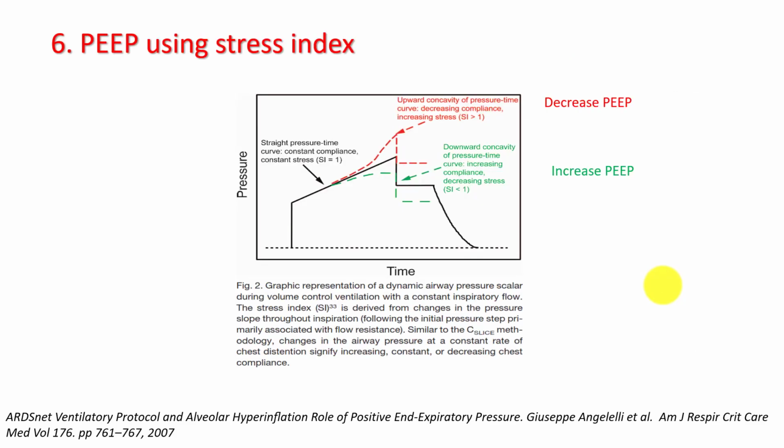So to sum up, if you're looking at the upward concavity in the pressure time curve, that means your stress index is high. So you've got to decrease your PEEP so that you can achieve a straight line. If you're looking at a downward concavity in the pressure time curve, you have to increase your PEEP so that you can get a straight line.